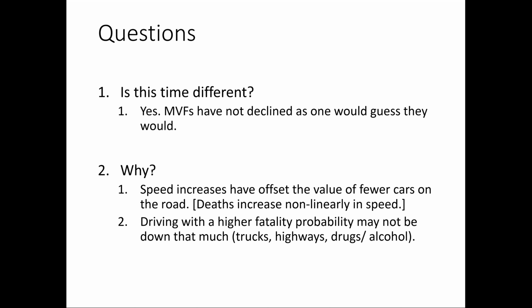But the two basic hypotheses that you can think of, there are probably more. One is that speed increases have offset the value of fewer cars on the road. You can think about this as a little bit like a model where people hold constant the probability of being in a serious accident. So if there are fewer cars, I'm going to drive faster, and that will then offset the reduction in the chance of hitting people. The second one, and this is one I'll be able to look at more today, is that different driving has different amounts of fatality probability associated with it.